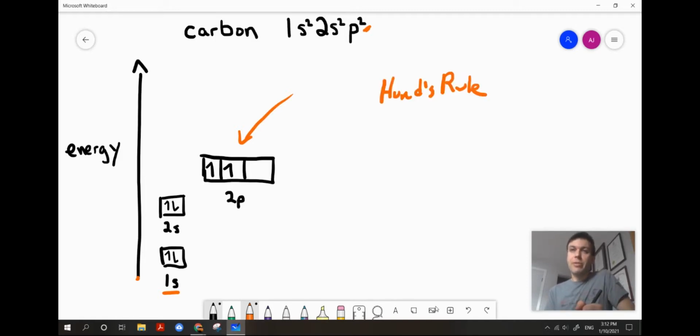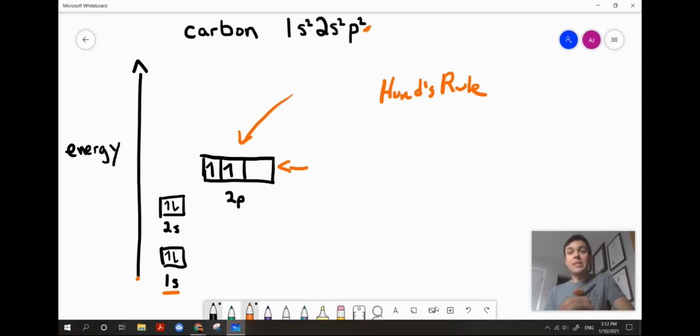This rule is referred to as Hund's rule. The Madelung rule gives us the rules for the order in which sublevels fill from lowest to highest energy. Hund's rule tells us how we place electrons within orbitals when all of those orbitals have the same energy. So recall that orbitals at the same sublevel are equivalent in energy.